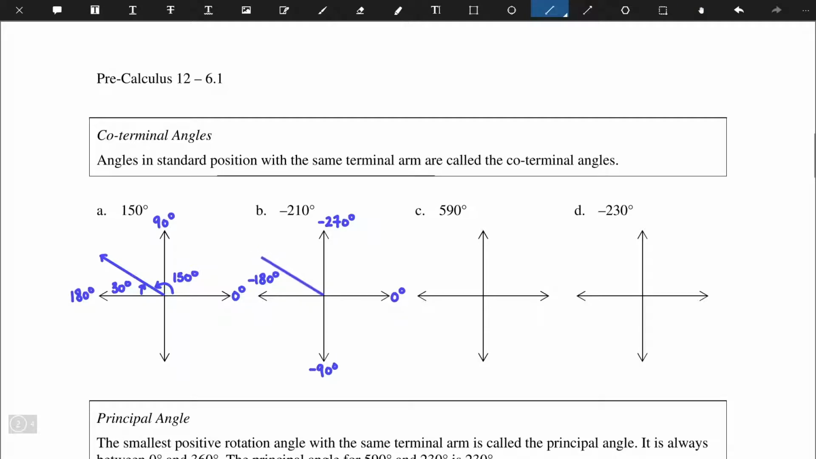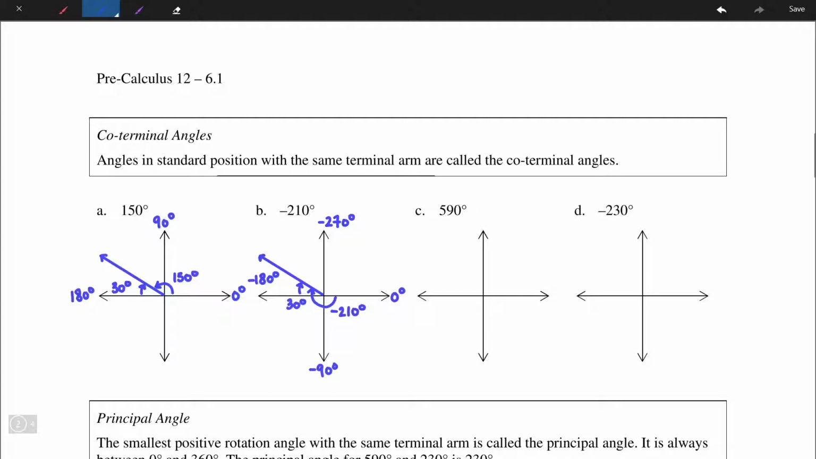When we draw the terminal arm, or sketch the terminal arm, notice that we will go past negative 180 degrees and go 30 degrees more in the negative direction. So that is to say that these two angles actually have the same terminal arm. So 150 degrees and negative 210 degrees are coterminal angles.